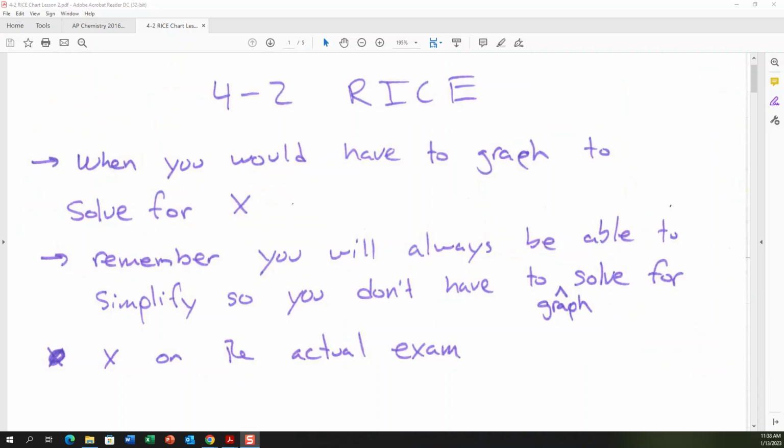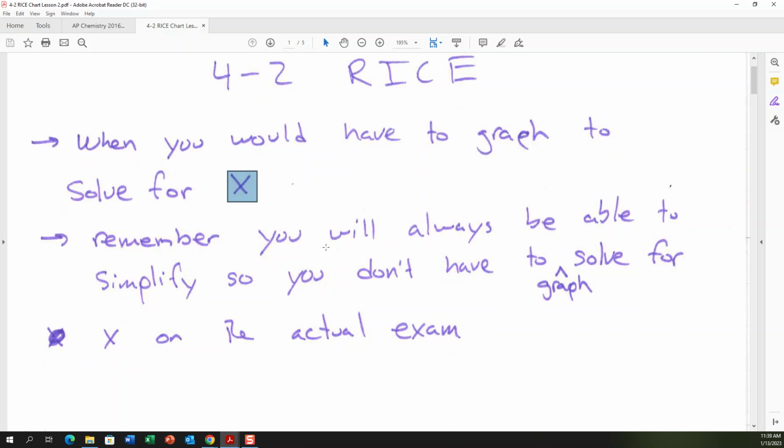Okay. So again, this is about making ICE charts, and also understanding when you can simplify an expression so that it makes it easier to solve for x versus graphing. When we first go through this problem, we're going to get to a point where if we want to figure out what x is, we're going to have to graph to solve it, unless we make a simplification.